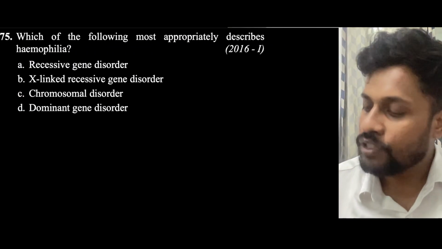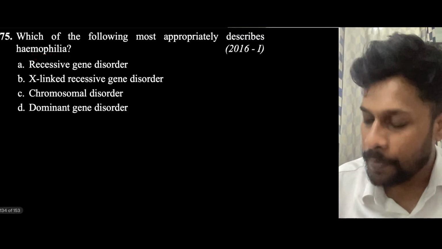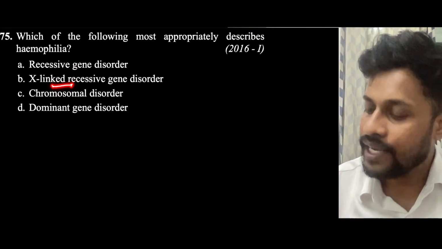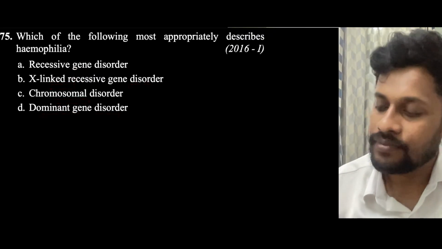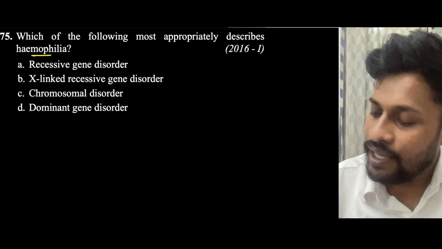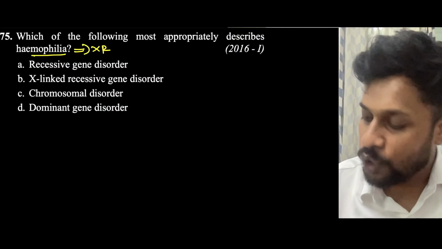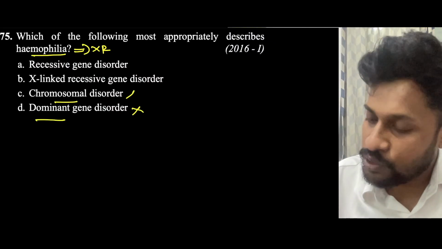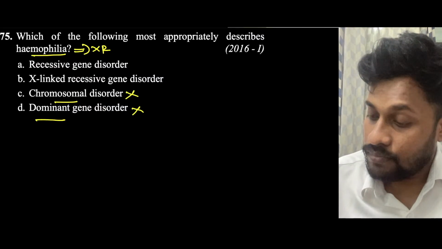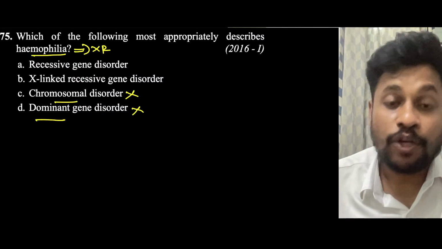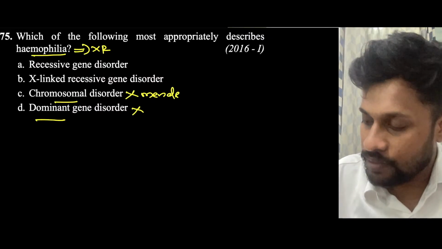Now, which of the following most appropriately describes hemophilia? A recessive gene disorder, X-linked recessive gene disorder, chromosomal disorder, dominant gene disorder. Hemophilia is an X-linked recessive disorder. It is not dominant. It is not chromosomal because it's a Mendelian disorder, not a chromosomal disorder.